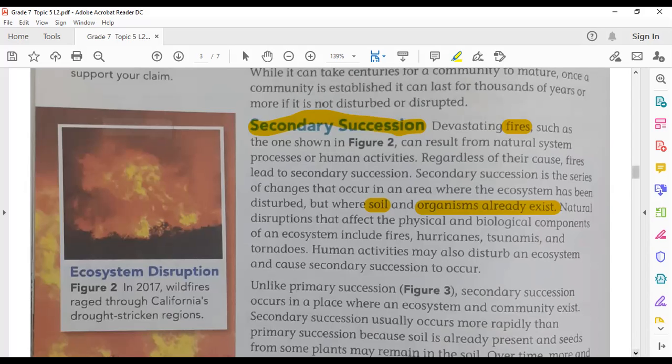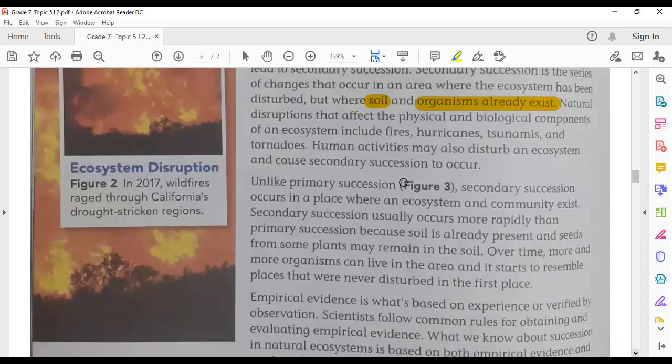So, the differences between primary and secondary succession. Secondary succession occurs in a place where an ecosystem and community exist, not like primary succession, where there is no organism, no soil. And secondary succession occurs more rapidly.